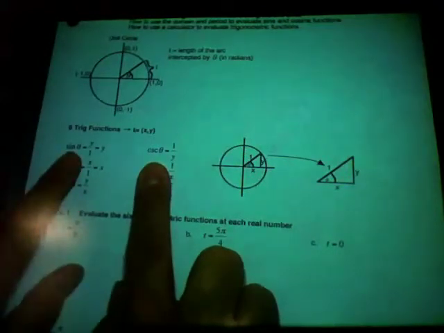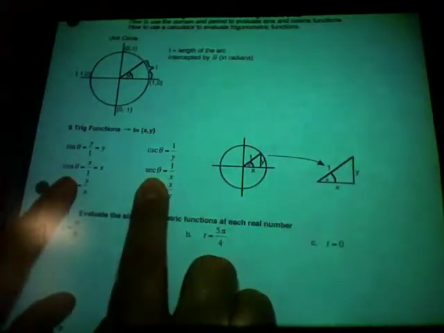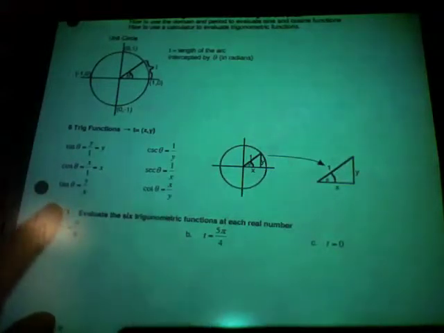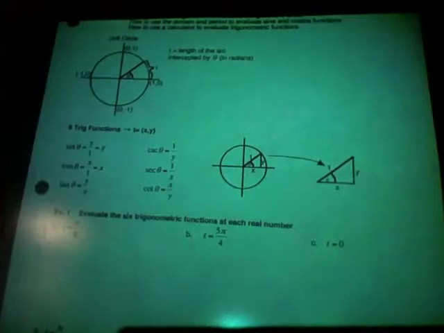Cosecant is the inverse to sine. Secant is the inverse to cosine. Cotangent is the inverse to tangent. And when I say inverse, what do I mean? Reciprocal. Opposite would be sign change. Inverse is a reciprocal. No, not the same thing. All right. So let's just start going through all of these.